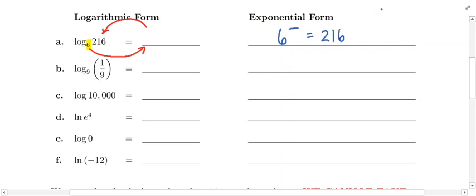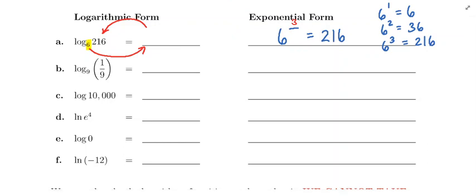Well, let's figure that out. 6 to the first power is 6. 6 to the second power, 6 squared, that's 36. 6 cubed, that's 6 times 6 times 6. Bingo, that's 216. So the answer is 3. 6 to the third power gives you 216. As a result, the answer to this logarithm is 3.